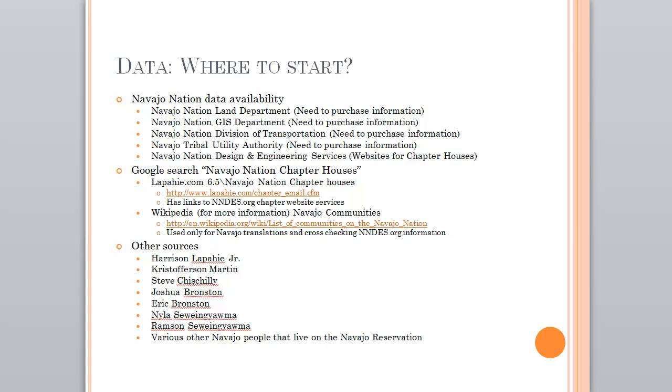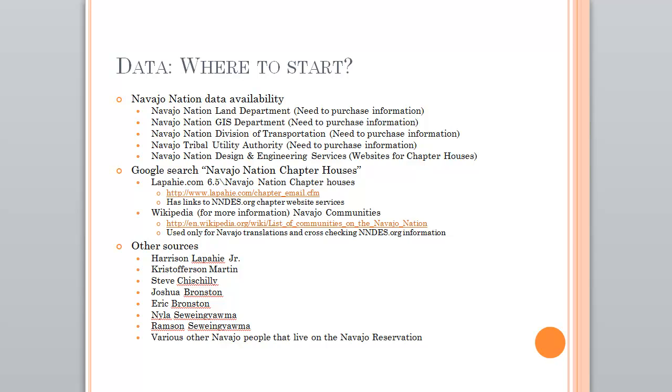I just took what I could from where I could, and most of my information came from a Google search. I used lapahi.com. It's a website that I found very useful because it had all the Navajo Nation chapter houses listed, along with chapter emails and links to the websites. One other reason that I used it was because the person that manages the site actually works at Navajo Technical College where I am. And I did ask him a couple of questions on how he set it up and how he got that information up on his webpage.